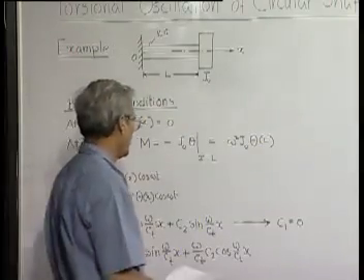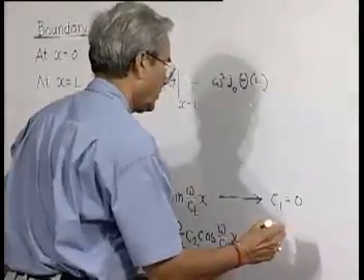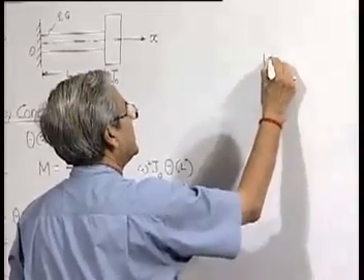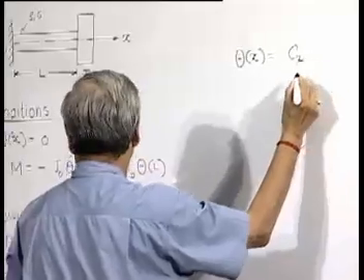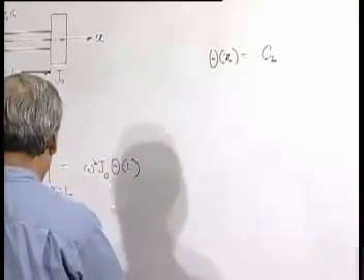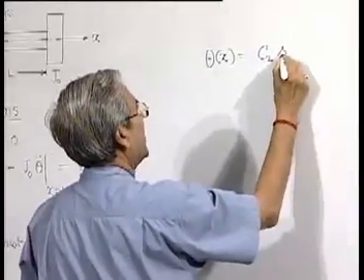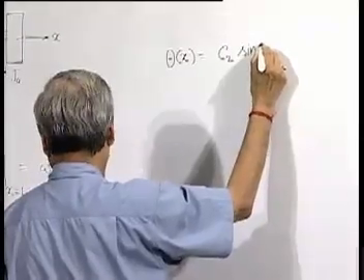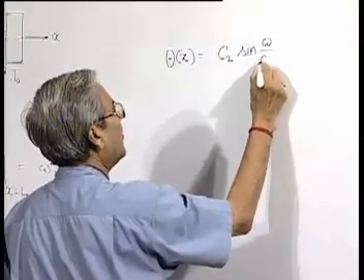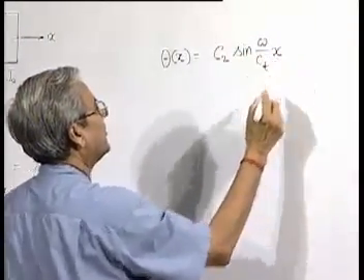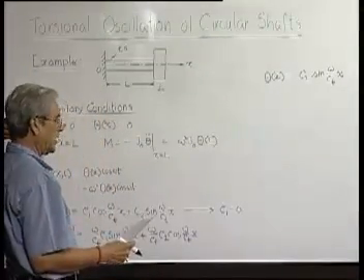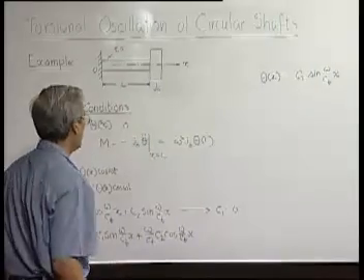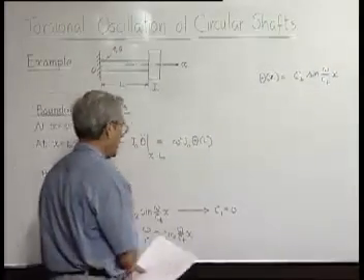and therefore, we will have theta x as simply C2 sine in this form. C1 is 0. Now let us find out moment at x is equal to L.